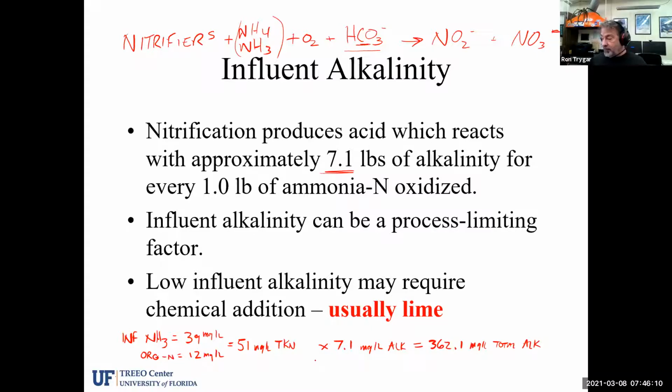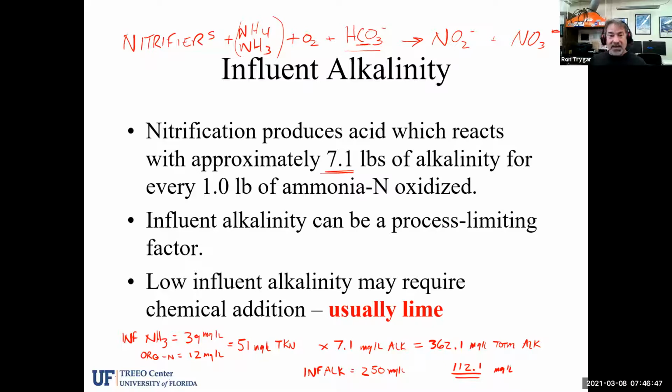If I measured my influent alkalinity, I'm just going to put influent alk here, is, let's say, 250 milligrams per liter. Well, then you can kind of see right here, we have a shortcoming of quite a bit. So if we take off the 250 from there, we are in deficit of alkalinity as far as 112.1 milligrams per liter in deficit. So we are in the red. We are in the red on this.